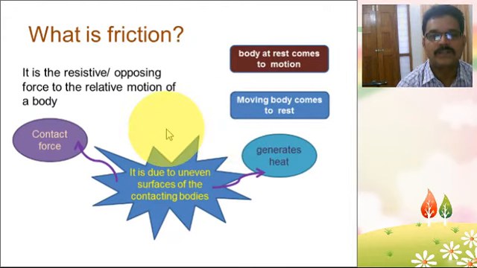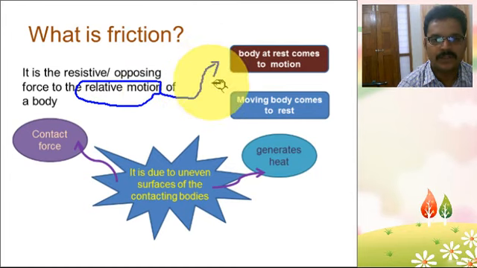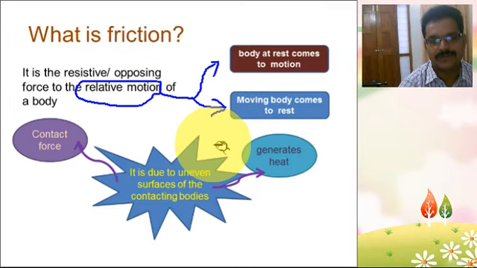Okay, what is friction? The definition says it is a resistive force or opposing force to the relative motion of a body. Resistive or opposing is nothing but opposing the motion. And here I mentioned relative motion. What does this relative motion mean? It means the body either at rest or the body in motion. That is what is called relative motion.